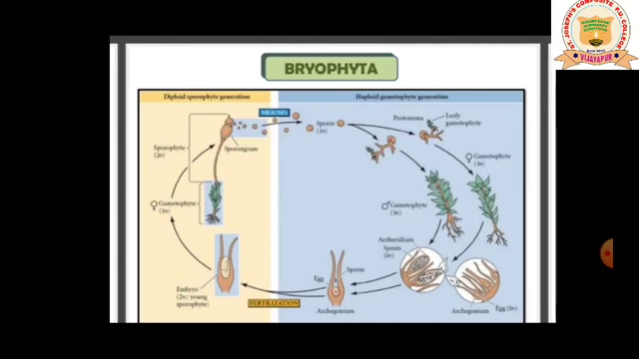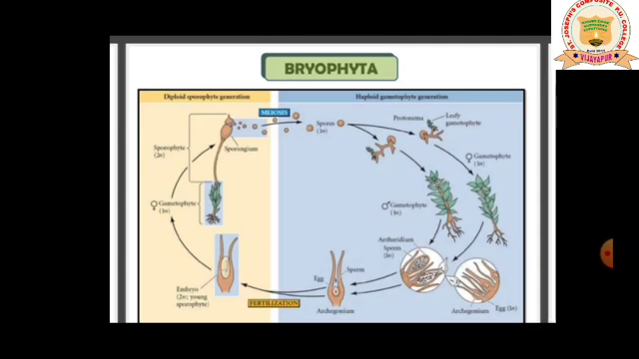Bryophyta shows this kind of life cycle. It's very important, my dear students. Now let me pass on to the life cycle. The main plant body of the bryophyte is haploid. It produces gametes, hence it is called gametophyte. The plant body is haploid, but it produces gametes, so the term gametophyte is given to them. So bryophytes are termed as gametophytes.